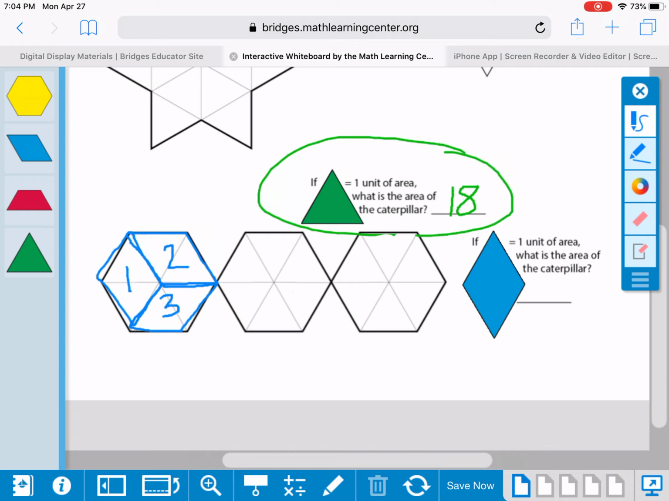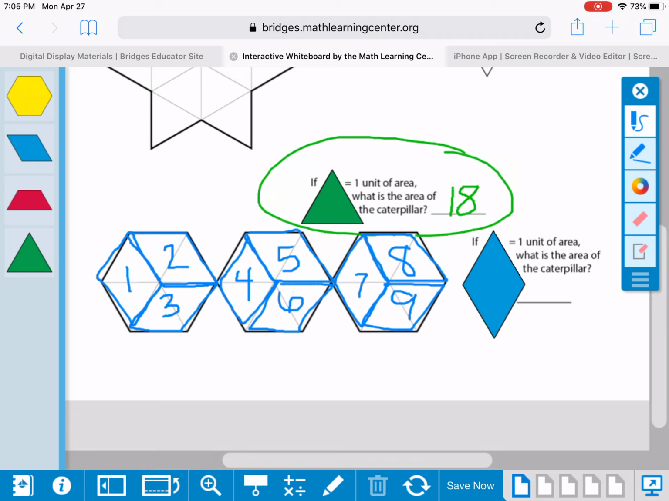I have 3 rhombuses. Now if I do the same thing I did on this next one, I see 4, draw another one, I see 5, draw another one, and now I see 6. Almost done. I'm going to draw another rhombus to see 7, and then I see 8, and then one more, I see 9 rhombuses. So now on this problem, if 1 rhombus equals 1 unit of area, what is the area of the caterpillar? Well, the area is 9 units, or 9 rhombuses.